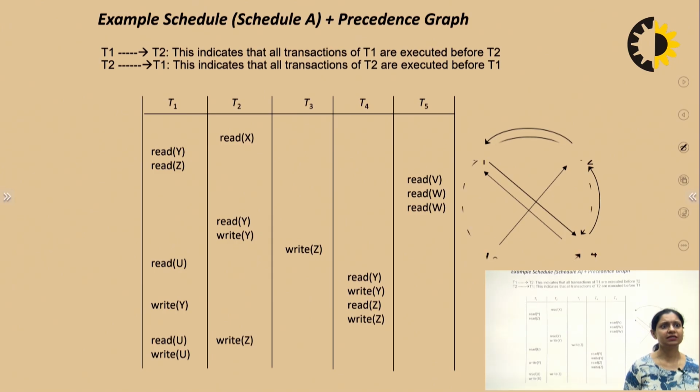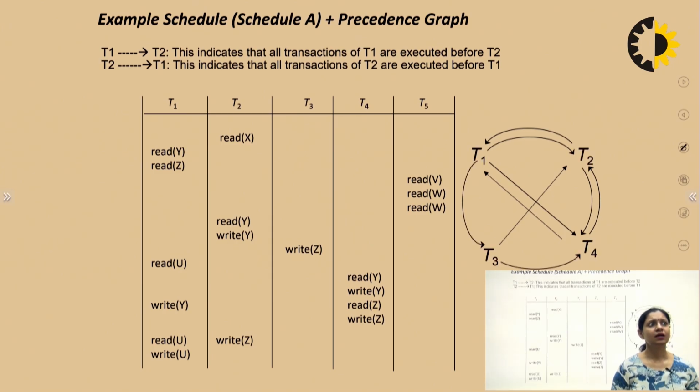Suppose we have this as an example. We have this schedule where we have T1 to T5 as transactions. We'll look into how the precedence graph is formed. In case we have a cycle in the precedence graph, we say that it is a conflict serializable schedule. If there is no cycle in this graph, then we say that it is a non-conflict serializable schedule. So let's look into this.